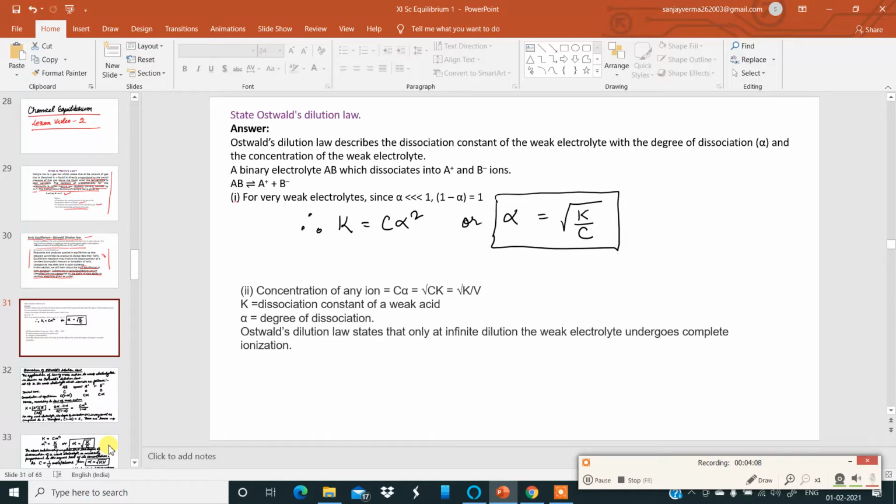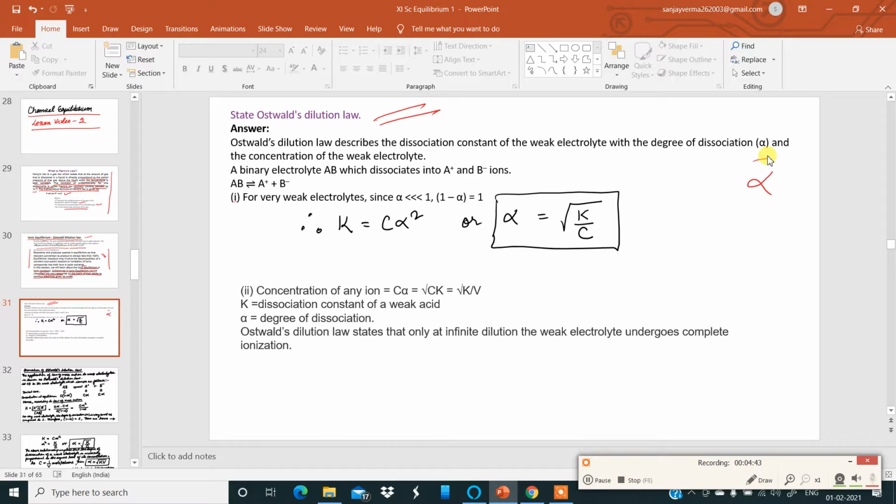Now we have Ostwald's dilution law. State Ostwald's dilution law. Answer: Ostwald's dilution law describes the dissociation constant of the weak electrolyte with the degree of ionization or dissociation alpha. Remember, it is alpha. And the concentration of the weak electrolyte.